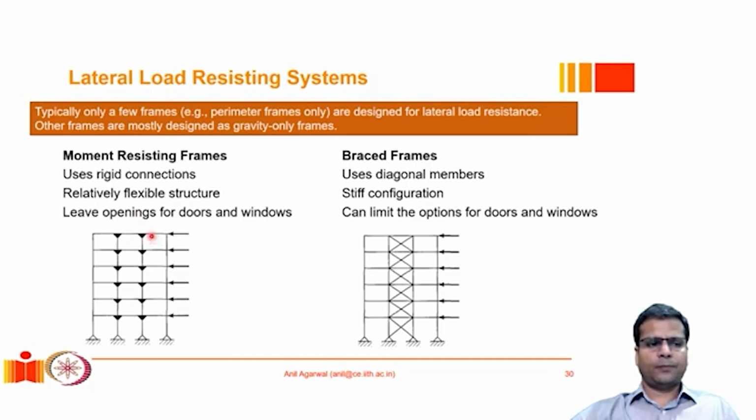So in a typical frame, only a few of the frames are designed to resist the lateral loads. The rest of the frames are considered as leaning frames, and they only resist the gravity loads, and they lean or deflect as the lateral load resisting frames deflect. So in a moment resisting frame system, the connections between the beam and the column are made rigid so that it has lateral load resisting capacity. In a braced frame system, however, we don't make rigid connections between the beams and the columns, but we provide concentric braces like the ones that are shown here, and there are different varieties of such braces which can be provided.